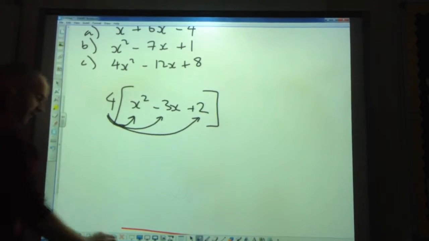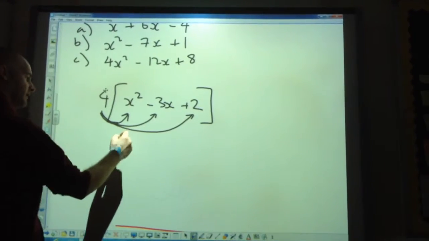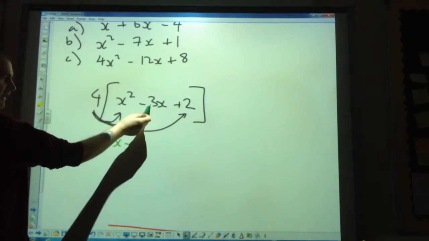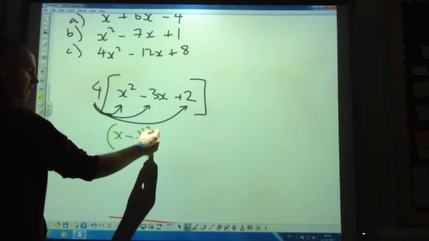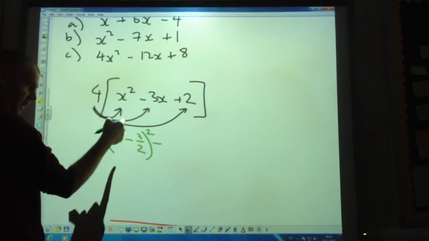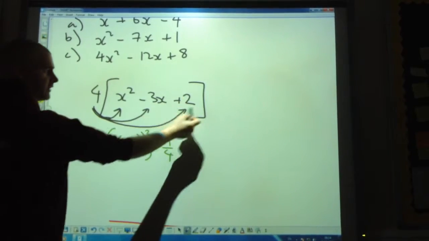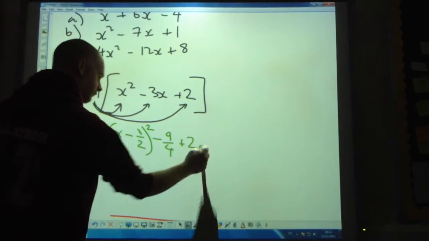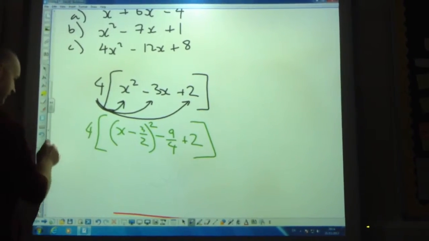You remember to leave the 4 there the whole time. Now complete the square in the middle bit. Gives you x minus half of that. I'm going to write 3 over 2, it's easier. Then square it. Remember to always take away that number squared. So if I square the 3 and the 2, I'm going to get 9 and 4. Then you look at the last digit and you add on 2. Still, the 4 is on the outside. You continue the process.